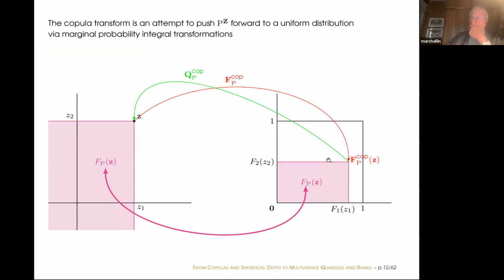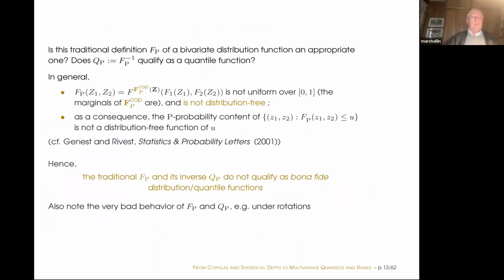And the distribution function computed at this point Z is the probability of this region here, which is actually the distribution function of the copula transform of Z computed at the image of Z1, Z2. So these two probabilities here are equal. Now, what are the properties of this concept? Well, the problems are obvious: if you look at this distribution function computed at Z1, Z2, it is not uniform over the unit square.